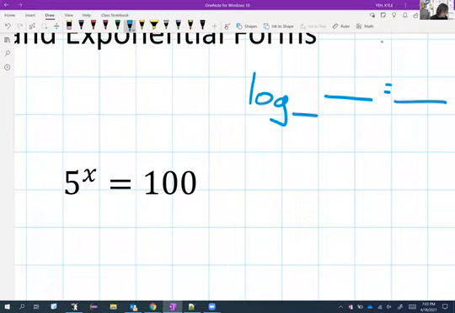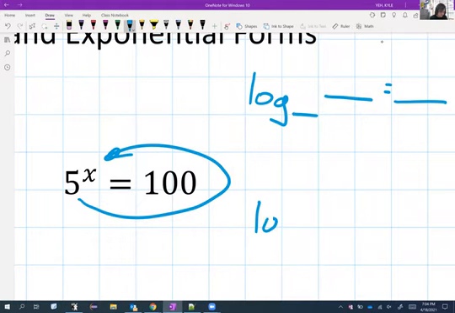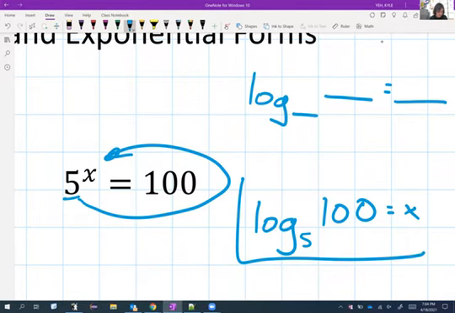Still start with your base, that's what's being raised to an exponent, and loop around to the exponent. Log base, what's the first thing I encountered? Log base 5 of 100 equals x. This is the exact same statement, just written in logarithmic form. And you can check it.